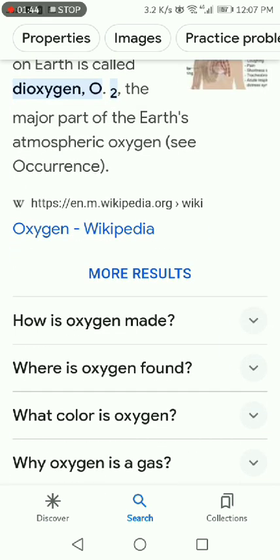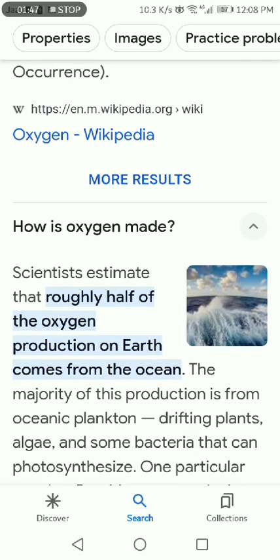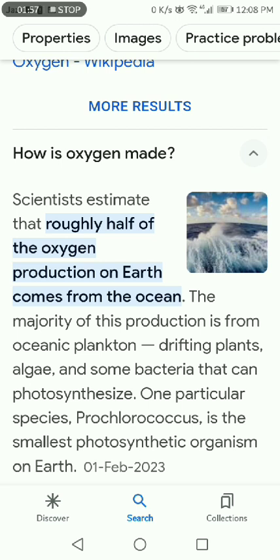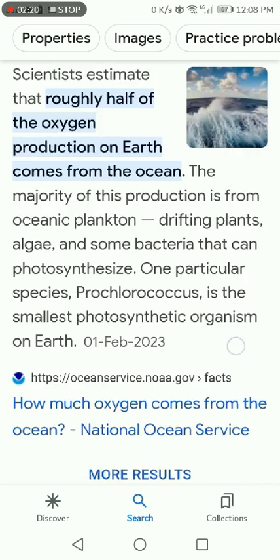How is oxygen made? Scientists estimate that roughly half of the oxygen produced on Earth comes from the oceans. The majority of this production is from plankton, drifting plants, algae, and some bacteria that can photosynthesize. One particular species, Prochlorococcus, is the smallest photosynthetic organism on Earth.